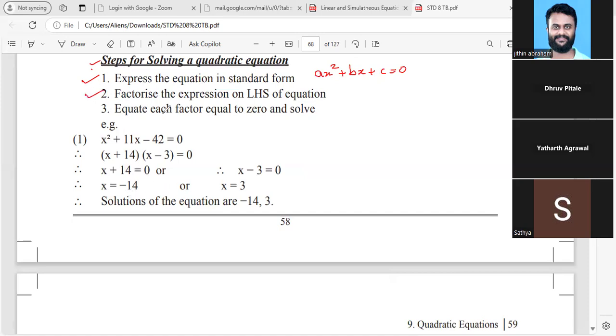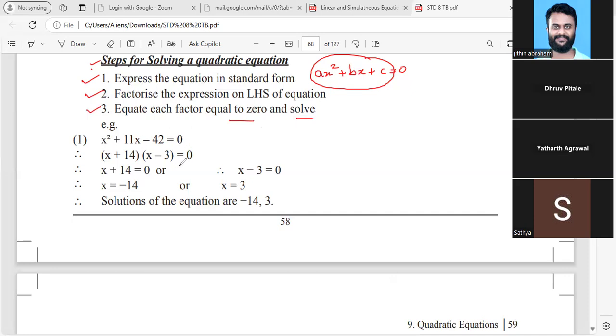Second one, factorize the expressions on LHS of the equation. So LHS is this. So you'll have to factorize this. How to factorize? I've already taught you in the previous sum. Today only I've taught you. I'll do it again when we'll be solving this sum. Let me give you a very simple hint. Third one, equate each factor equal to 0 and solve.